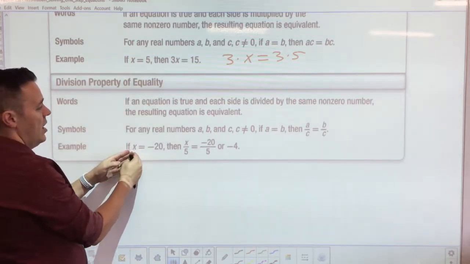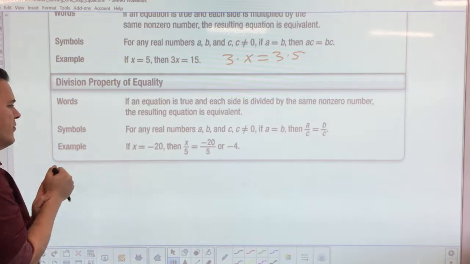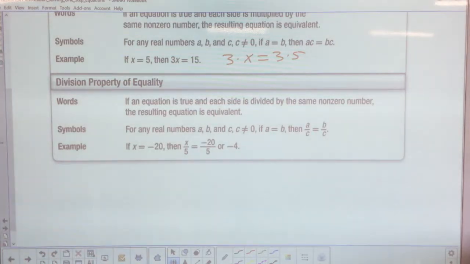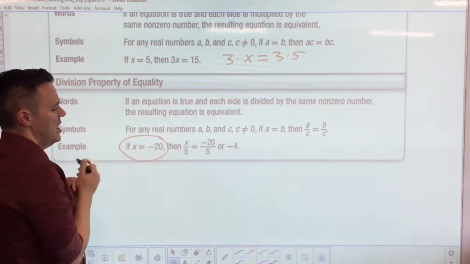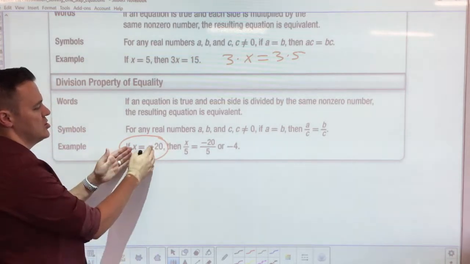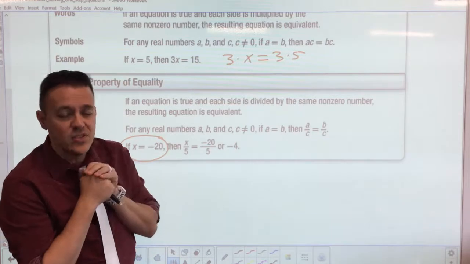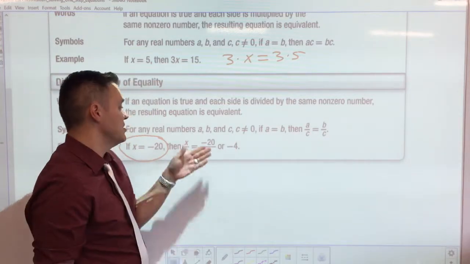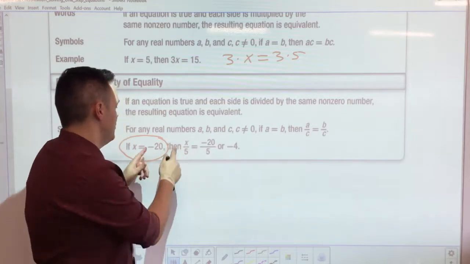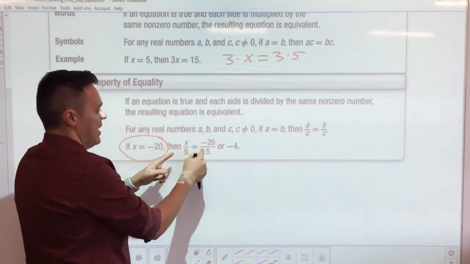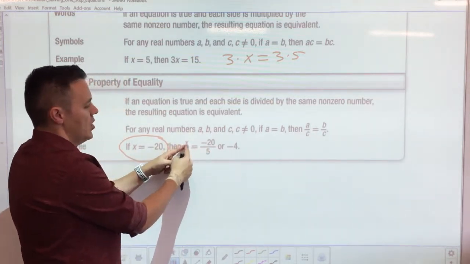They started off with an equation of this, and then they wanted to physically reduce the 20. Now, did they have to choose 5? No, they could have chose 10. They could have chose 4, but instead they chose 5. So if you divide both sides of the equation by 5, right, what do you get?